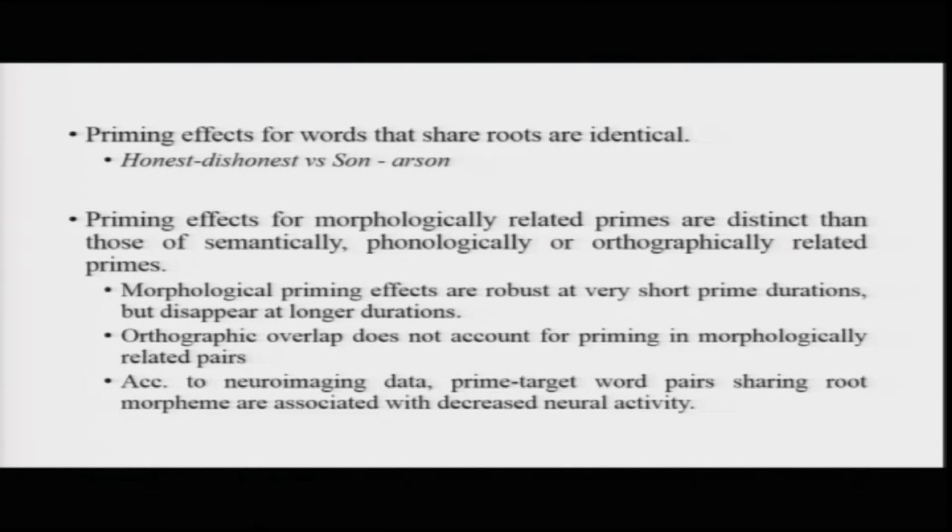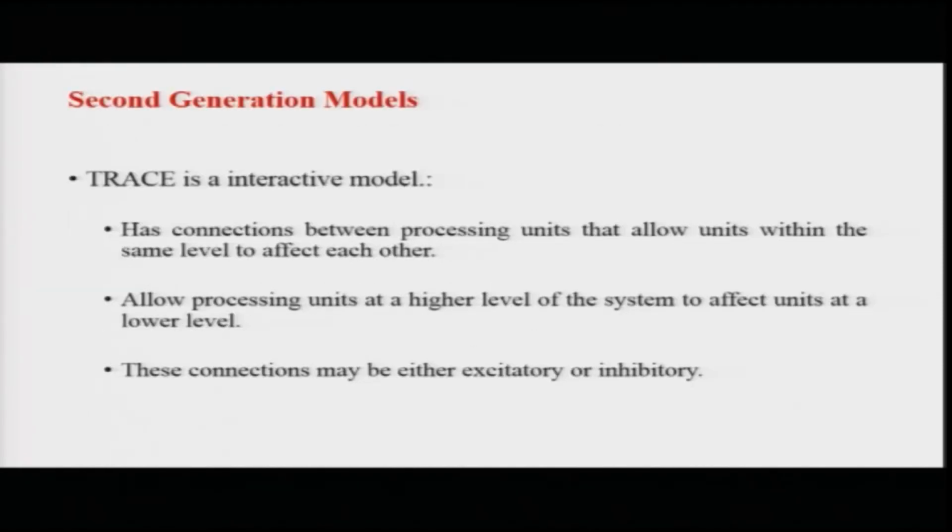Okay. According to the neuroimaging data, it has been shown that prime target word pairs that share a root morpheme are associated with decreased neural activity. So there is some sort of a relationship there at the level of the brain as well. All right. So let us move to the second generation models.